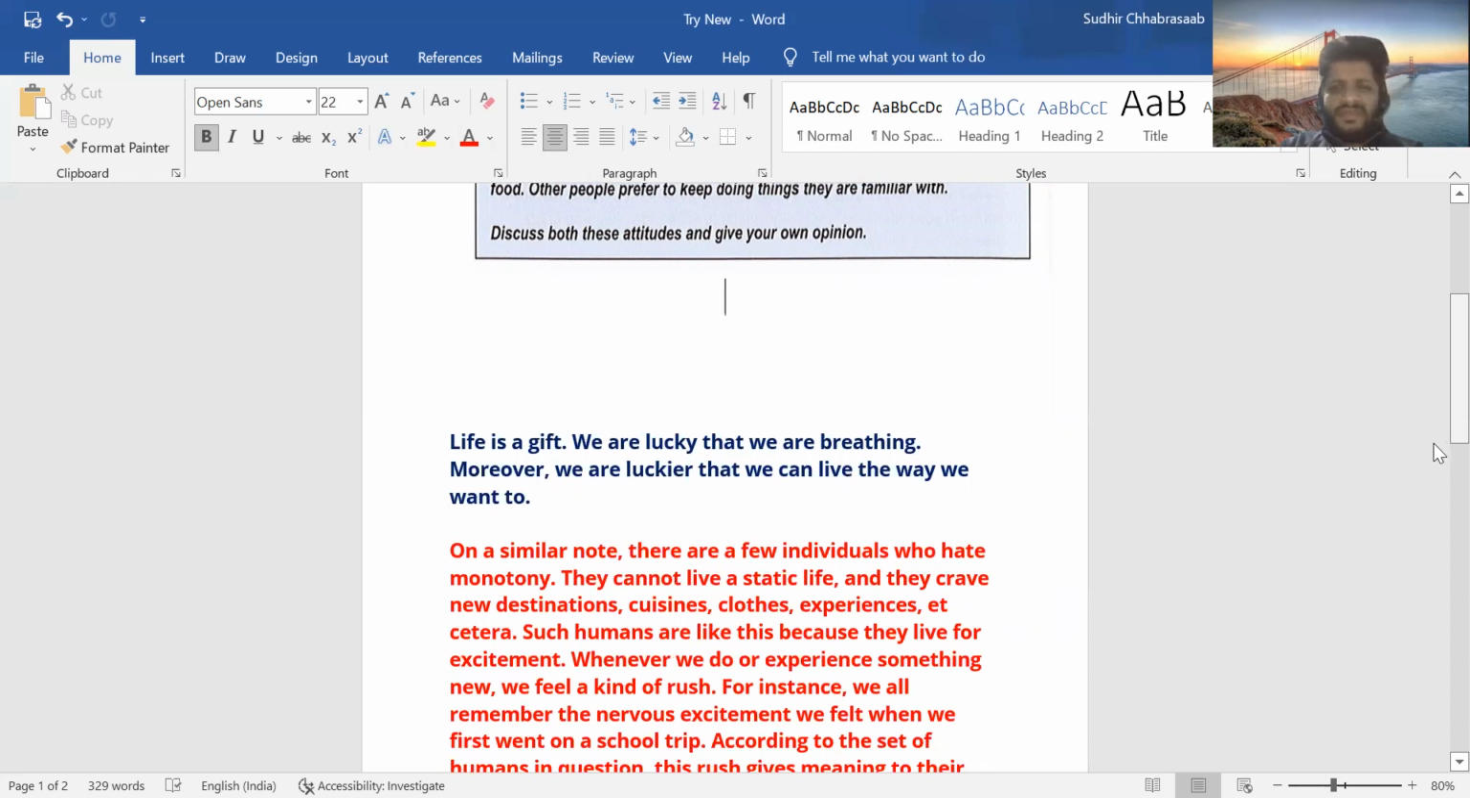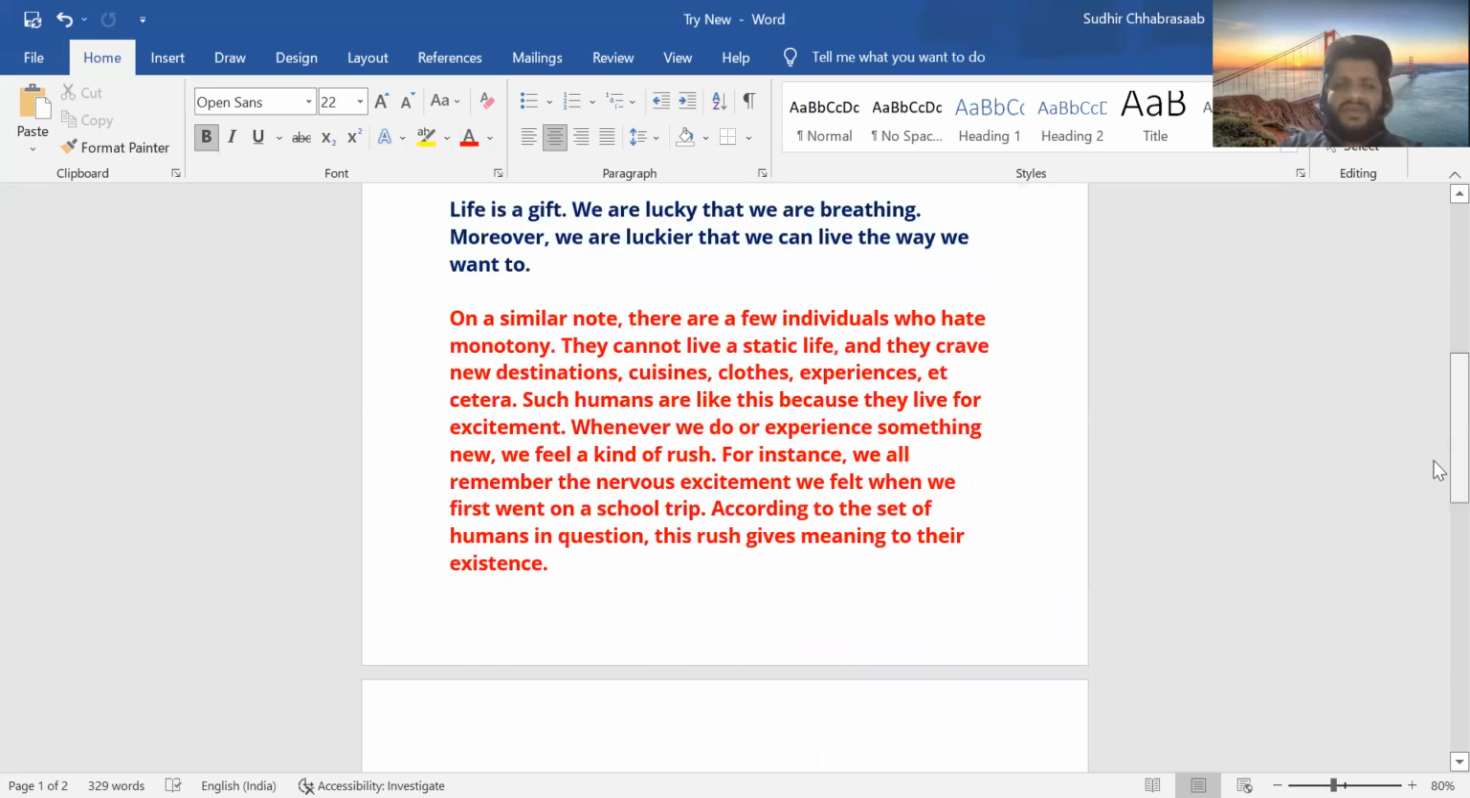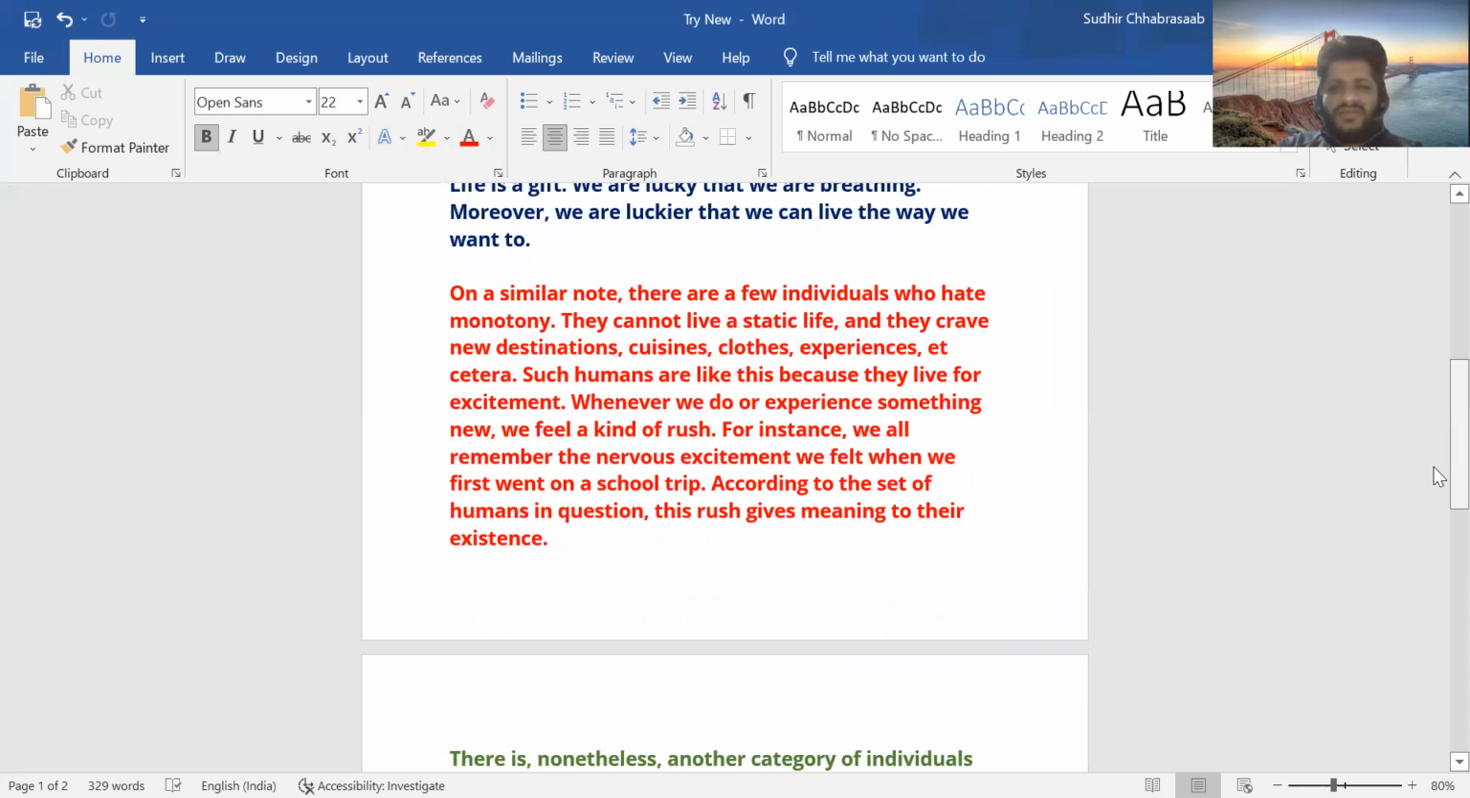Now let's come to the first body paragraph, where I've discussed why the first people say what they are saying. On a similar note, there are a few individuals who hate monotony. Monotony means boredom, as in routine and all. They cannot live a static life. Static doesn't mean that they are sitting at one place. Static in the sense there is no newness, there is no dynamism in regard to how things change. So they cannot live a static life. They crave new destinations, cuisines, clothes, experiences, etc.